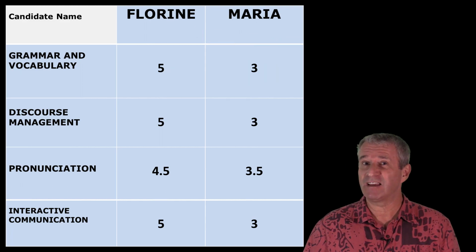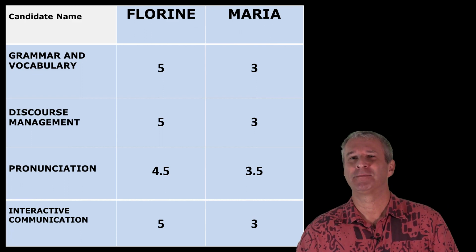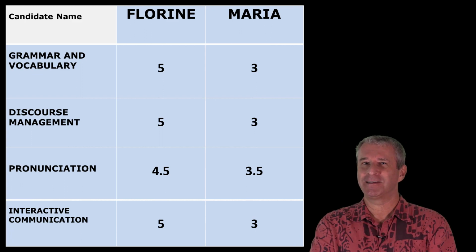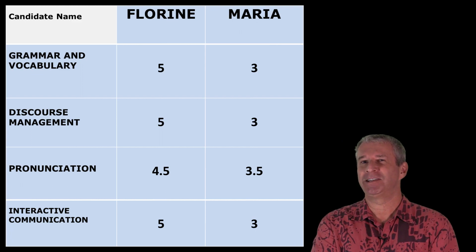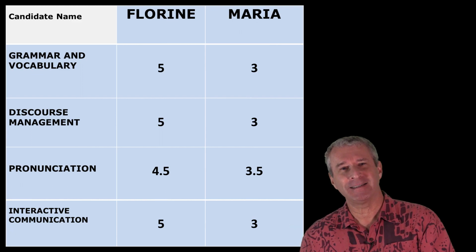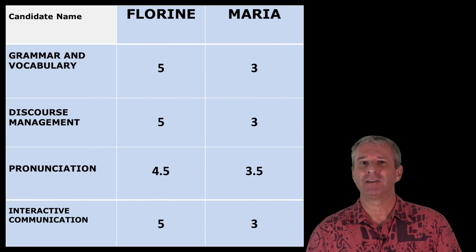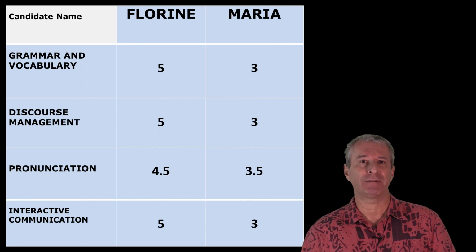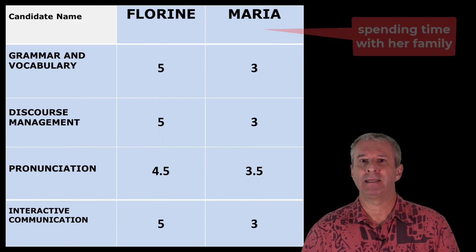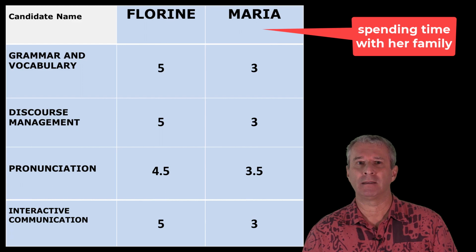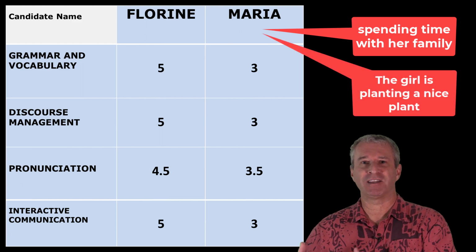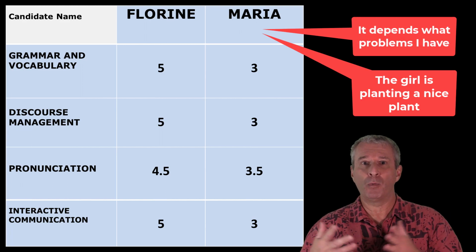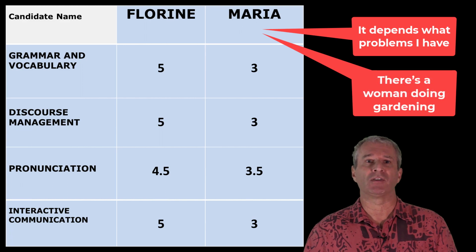Maria would, I think, just pass the speaking part. And I know what you're thinking. In part 3, she stopped talking. Yes, she did. But the rest of the test, apart from that, was okay. She did the other tasks well enough, and she had some nice vocabulary, like spending time with her family, the girl is planting a nice plant, it depends what problems I have, there's a woman doing gardening, etc.